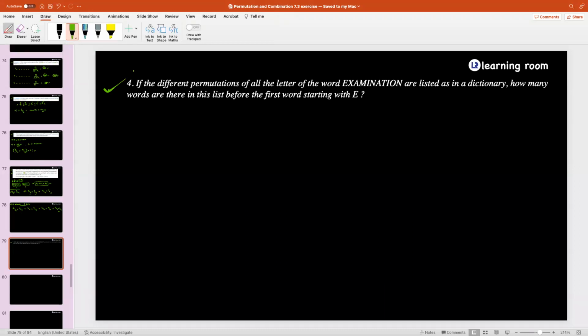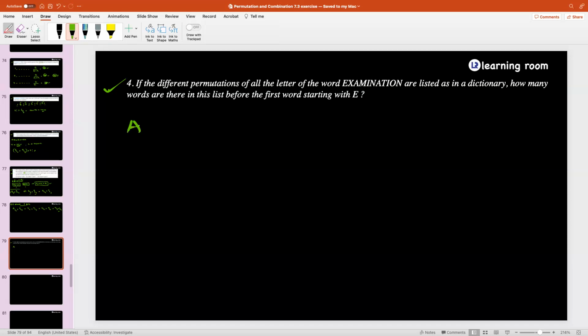If the different permutations of all the letters of the word EXAMINATION are listed as in a dictionary, how many words are there in this list before the first word starting with E? So it's simple, no?